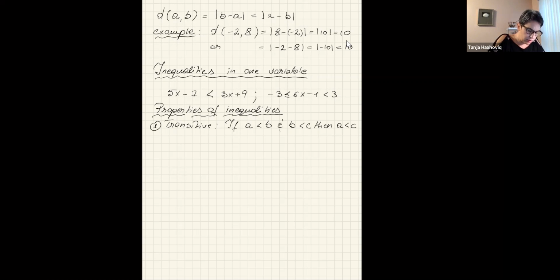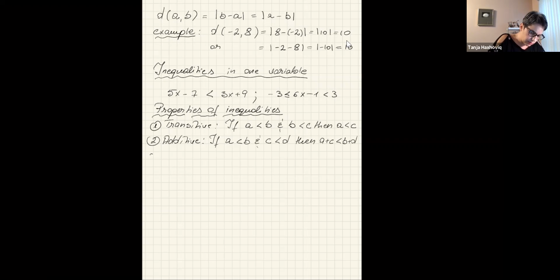Okay. Two, the additive property. What is that? If number A is less than number B, and number C is less than some other number D, then A plus C is less than B plus D.